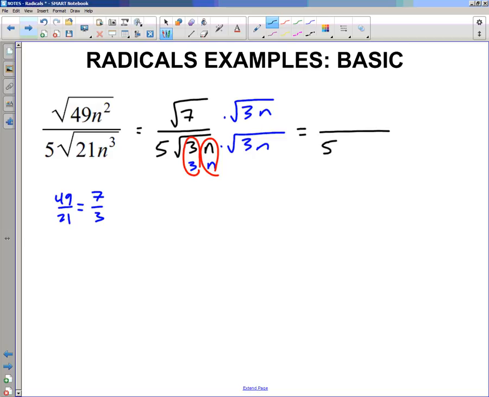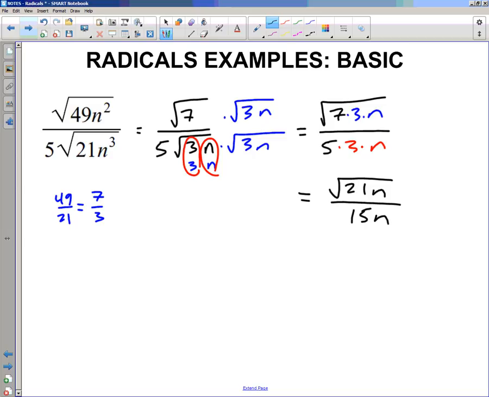So we had a 5 out there to begin with. We just brought out a group of 3's and a group of n's. On the top, we had a radical 7 to begin with. We just brought in a new 3 and a new n. Let's multiply n out and see what we got here. 21n inside the radical. We got a 15n on the bottom.